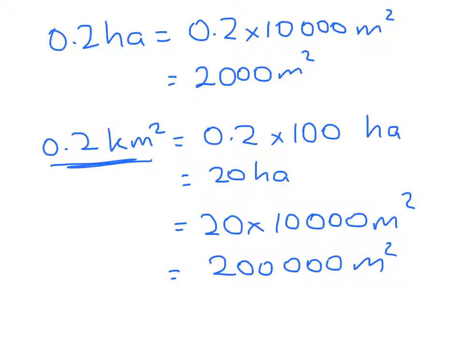Just for one person in the class, here is the lightsaber to show you what I'm talking about. We've got 0.2 kilometres squared. First we changed it to hectares, and then we changed it into metres squared.